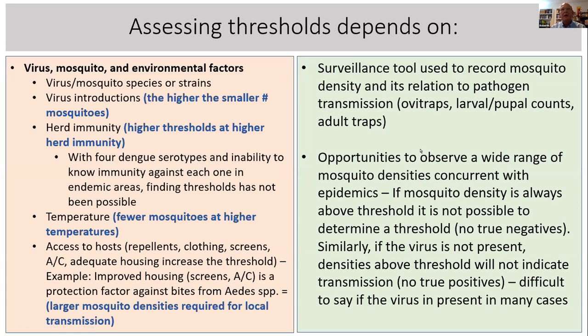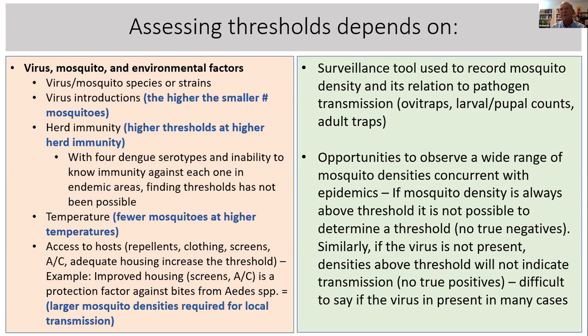Now, determining thresholds is very tricky, it's very difficult because thresholds depend on the virus strain, the vector competence of the population, also on the frequency of virus introductions. If you get lots of virus introductions, you need fewer mosquitoes. The herd immunity of the human population, the temperature, and the protection. If you're protected against mosquito bites, you need more Aedes aegypti to cause outbreaks.